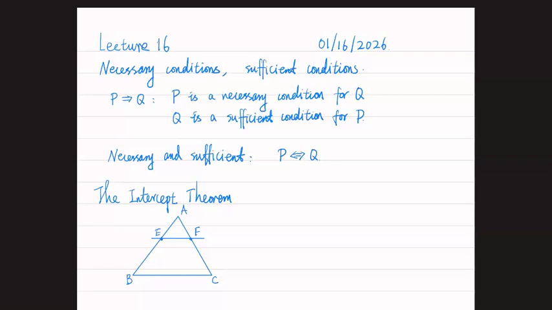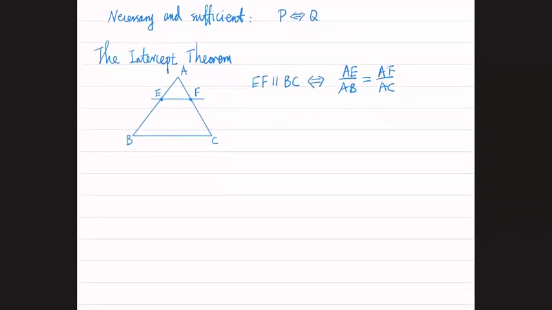The intercept theorem: if EF is parallel to BC, we can find the ratio. This is a sufficient condition. We also know that this is necessary, so they are actually equivalent. Then we introduced the four trigonometric functions.